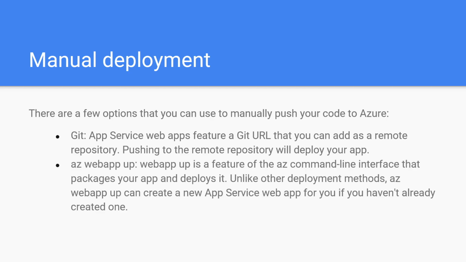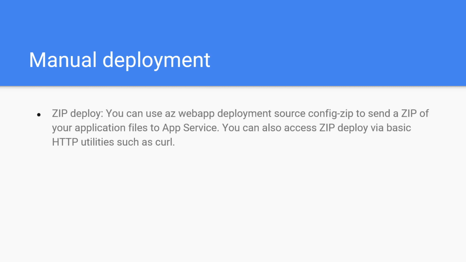Web App Up is a feature of the AZ command line interface that packages your app and deploys it. Unlike other deployment methods, az webapp up can create a new App Service web app for you if you haven't already created one. We have zip deploy. You can use az webapp deployment source config-zip to send a zip of your application files to App Service. You can also access zip deploy via basic HTTP utilities such as curl.